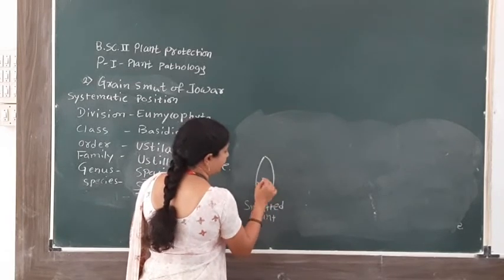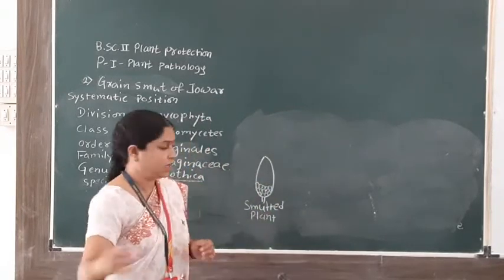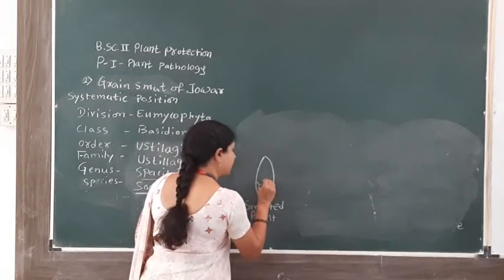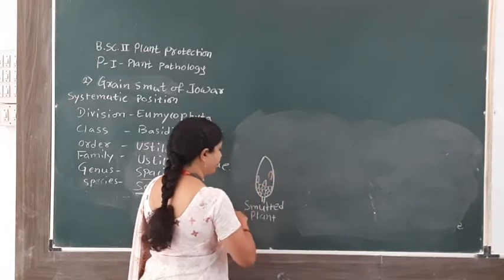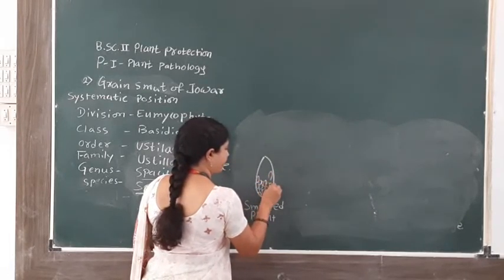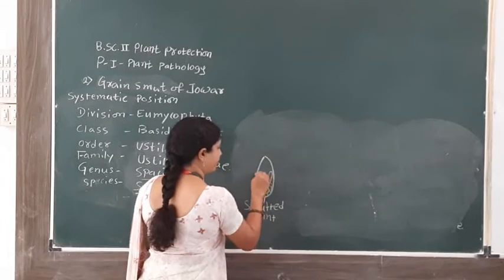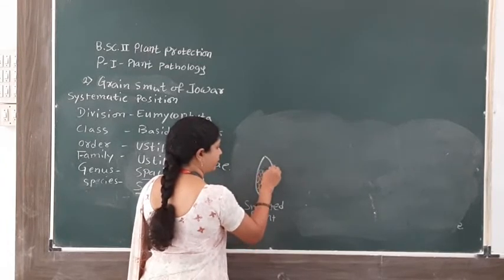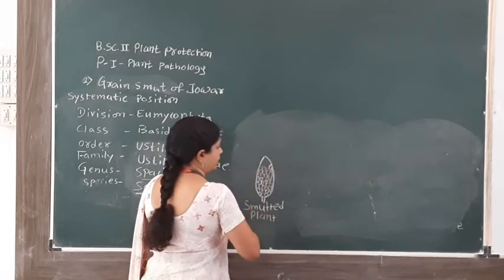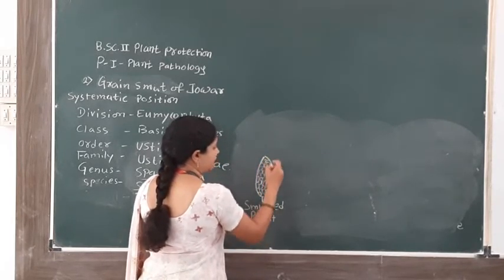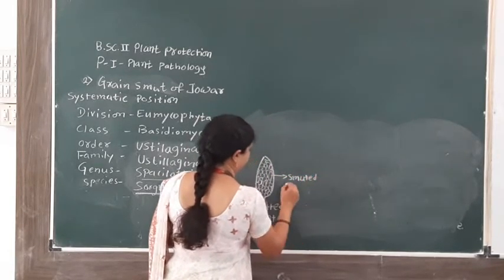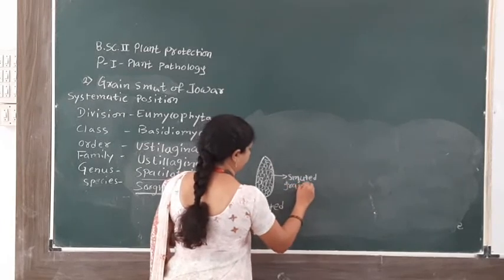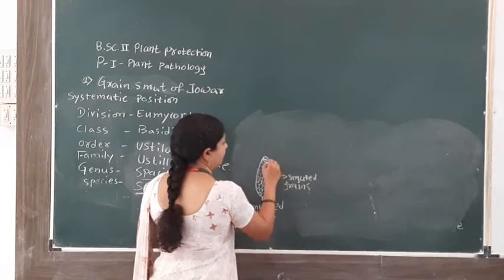There is normal grain formation also observed here, but some of the grains become elongated like this. The elongated grains are the smutted grains, and these are the normal grains.